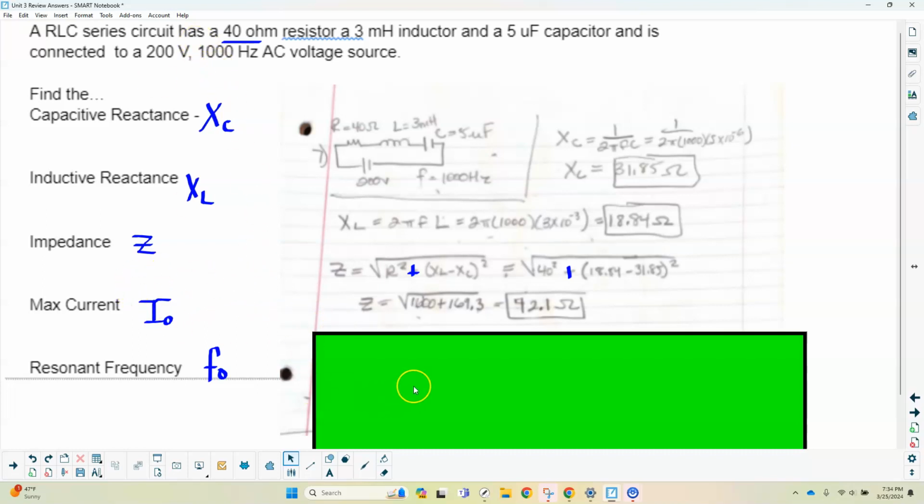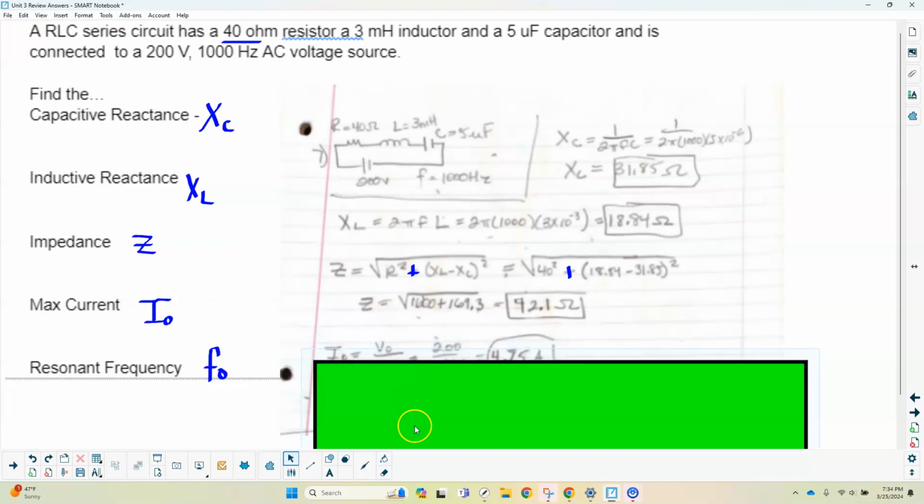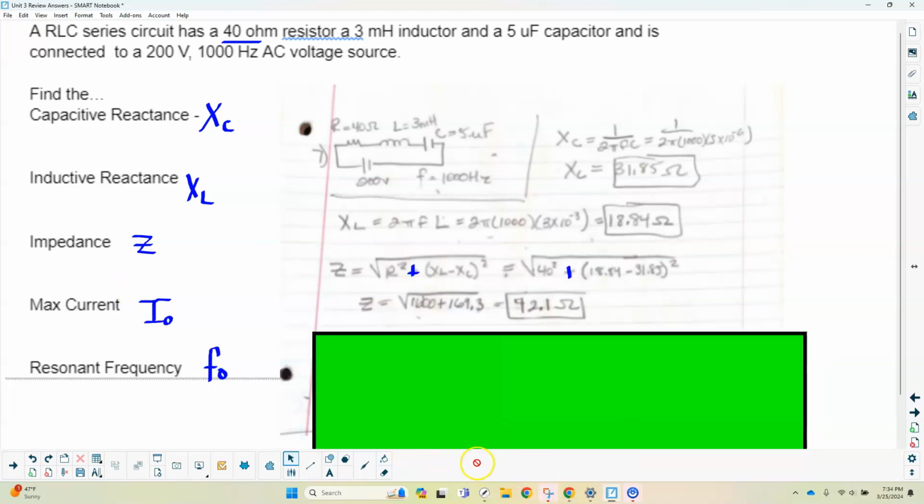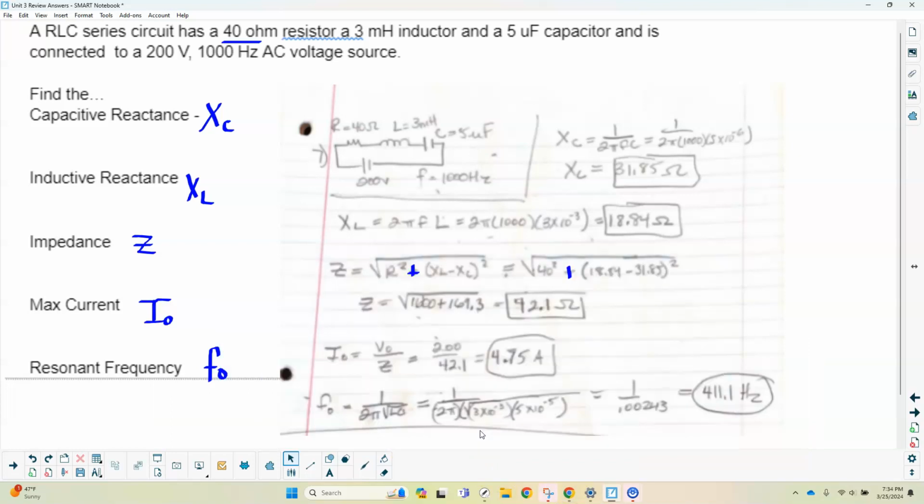To find the maximum current, it's basically Ohm's law, but for impedance. Ohm's law is V equals IR. For impedance, it's V equals IZ. So you're going to solve for I. It's the max voltage, 200, divided by the impedance, 42.1. If you do that, you get 4.75 amps. So that's the amount of current going through.